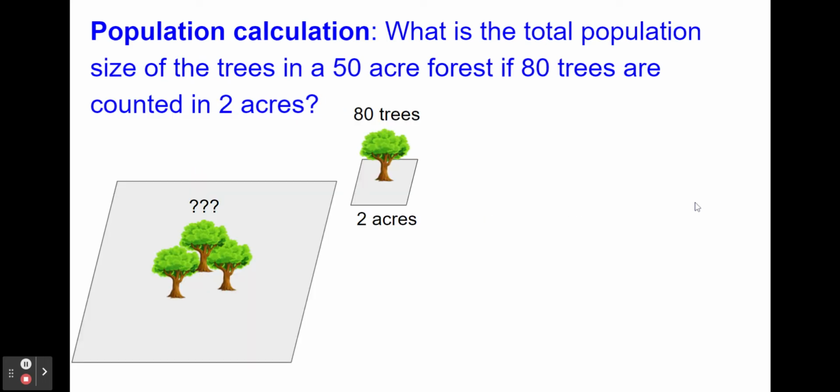What is the total population size of the trees in a 50-acre forest if 80 trees are counted in 2 acres? Okay, so we have 80 trees in 2 acres. Well, that's the population size for 2 acres. We want it for 50 acres, so we'll multiply by 50 acres. Acres will cancel out and we'll be left with just the final unit of trees, which is what we want for population size. 80 times 50 divided by 2 is 2,000 trees. That's our estimate of the total population size.